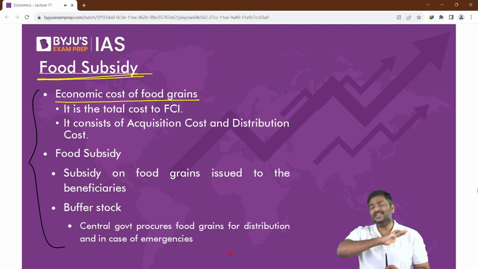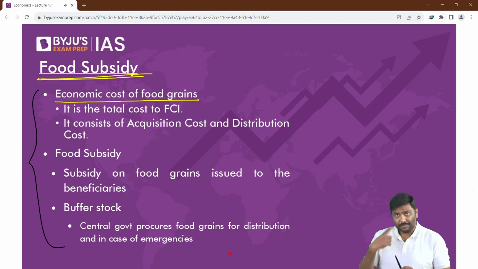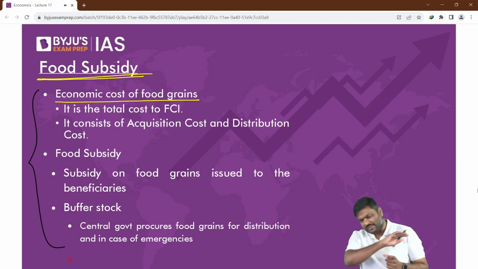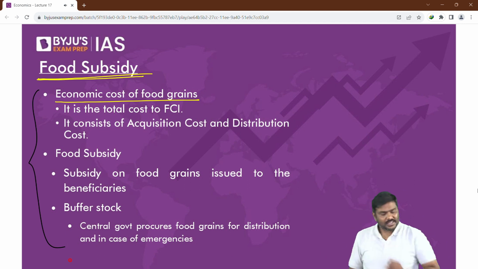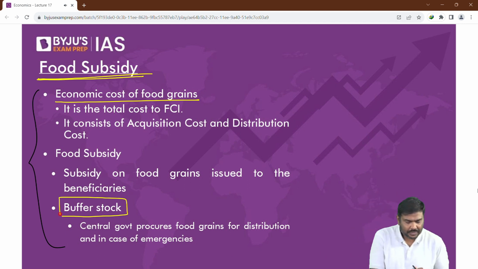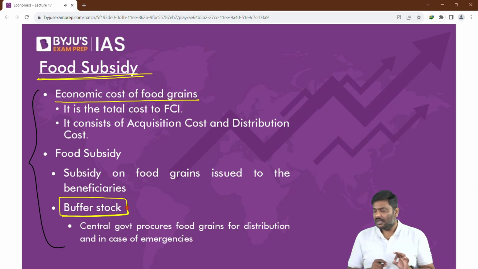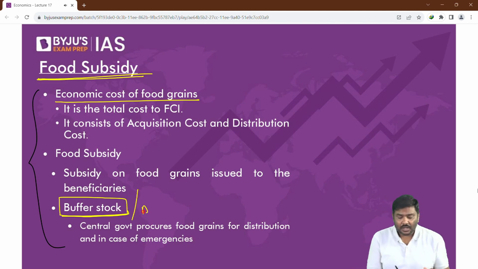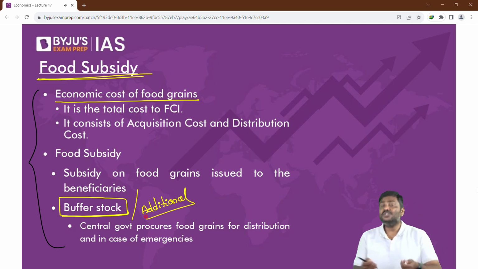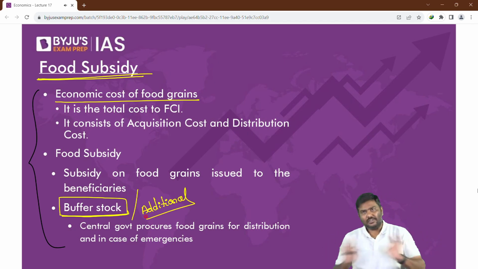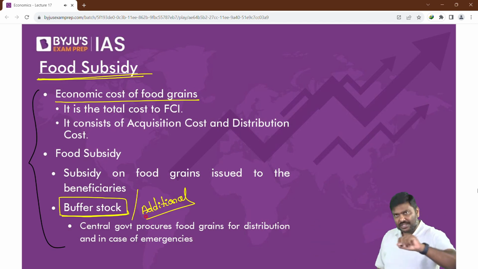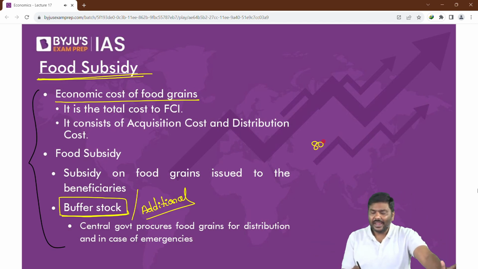Point number one. Point number two, whatever government will procure, all of this government doesn't distribute. I'll repeat the statement. Whatever government will procure, immediately all of it government will not distribute. Why? There is a concept called buffer stock. What is this buffer stock? Buffer stocks are additional quantity of food grains, extra food grains purchased and stored by the government. They will not distribute it immediately.